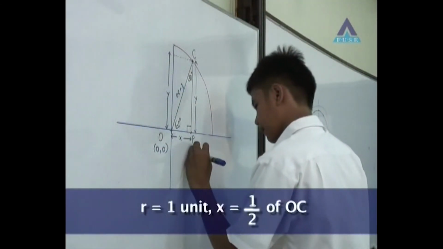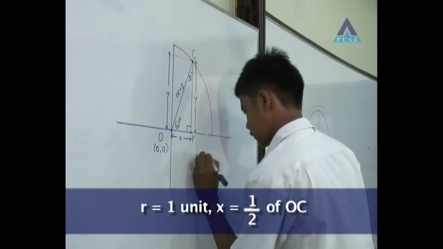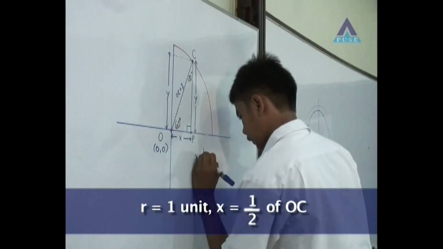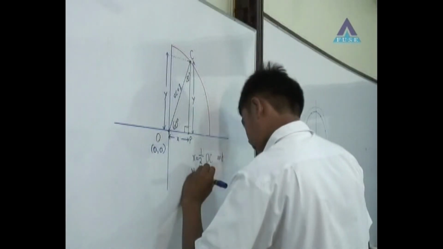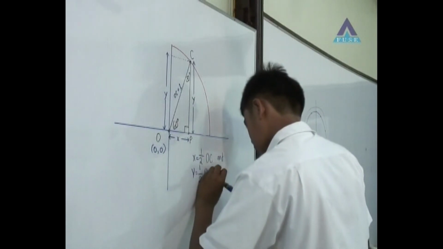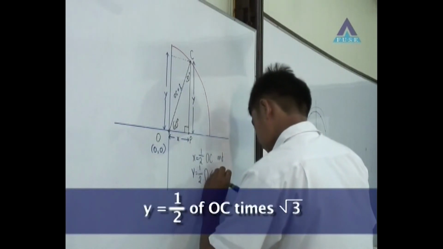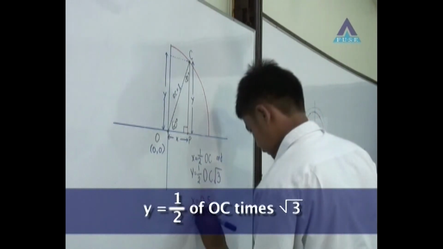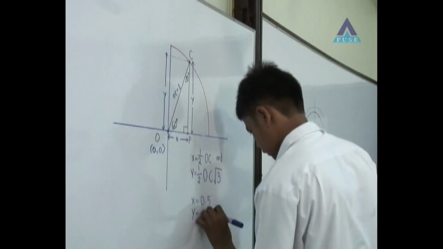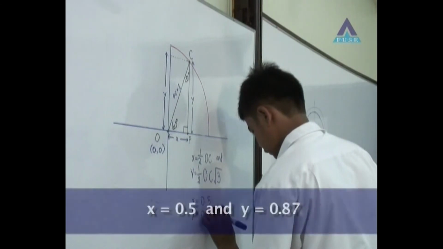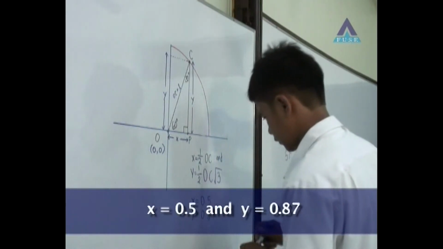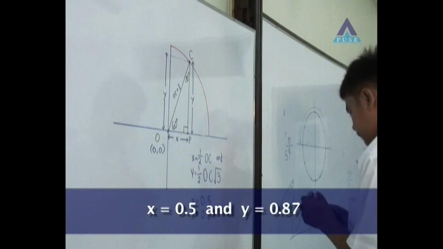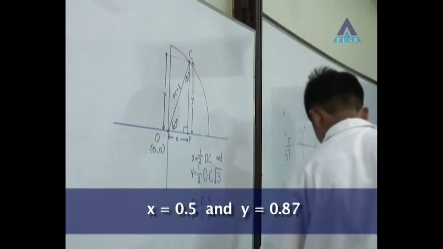Let me do it. The leg opposite the 30-degree angle is 1/2 of the hypotenuse, so it must be 1/2. The longer leg of the right triangle is opposite the 60-degree angle, and it must be 1/2 times square root of 3, which is 0.87. Therefore, point C has 0.5, 0.87 as its coordinates.